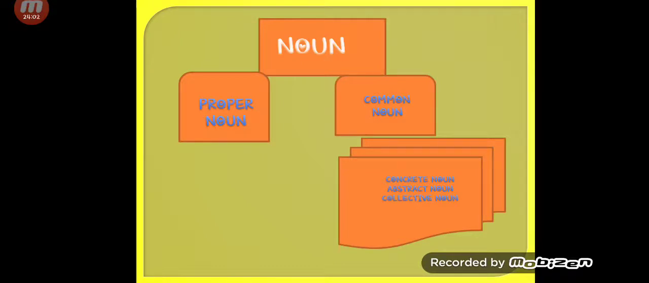And abstract nouns are those which we cannot perceive, like emotions, qualities, like our feelings, sympathy, anger, or discourage or encourage. All these are abstract nouns. Collective nouns are a group of persons or a collection of things such as family, department, team. All these are collective nouns.